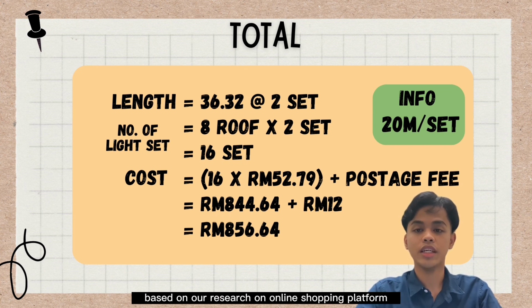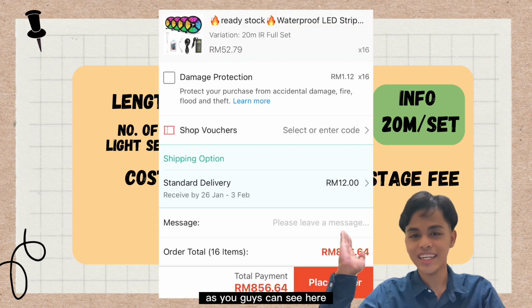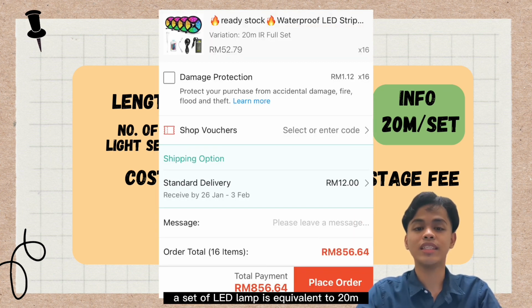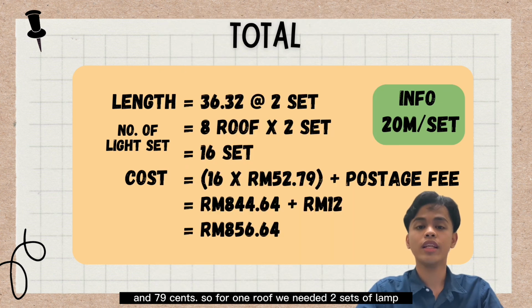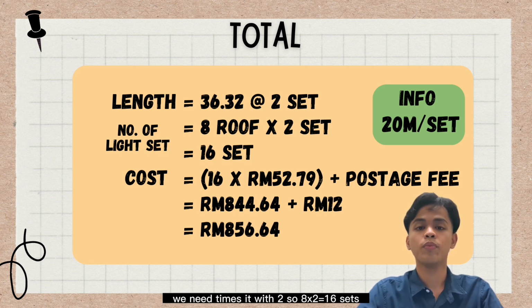Based on our research on an online shopping platform, as you can see here, a set of LED lamp is equivalent to 20 meters and costs 52 ringgit and 79 cents. So for one roof, we need 2 sets of lamp. To wrap the whole building's roof, which is 8 roofs, we need to multiply it by 2. So 8 times 2 is equal to 16 sets.